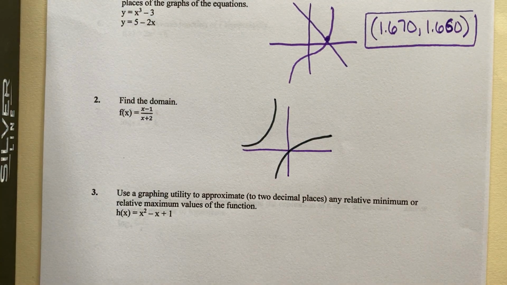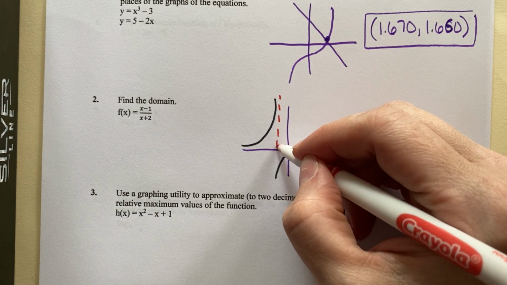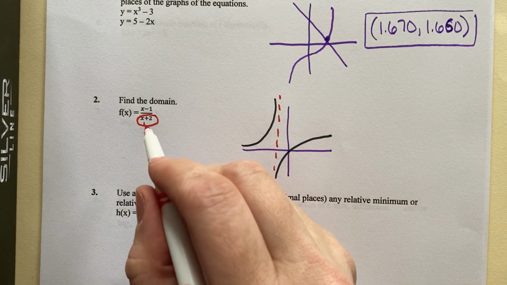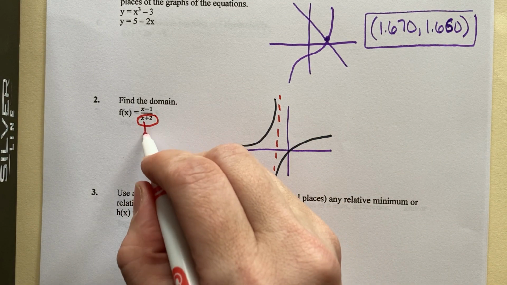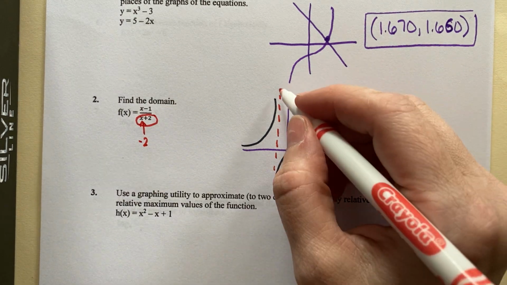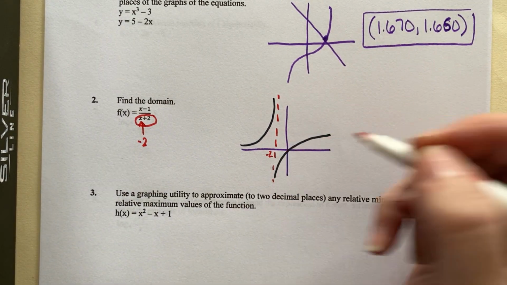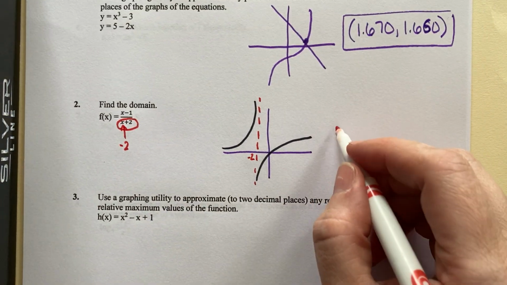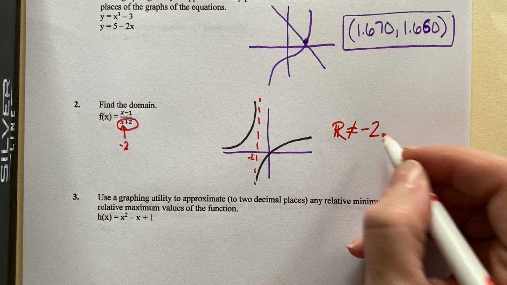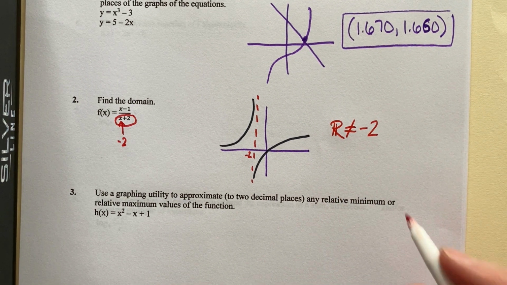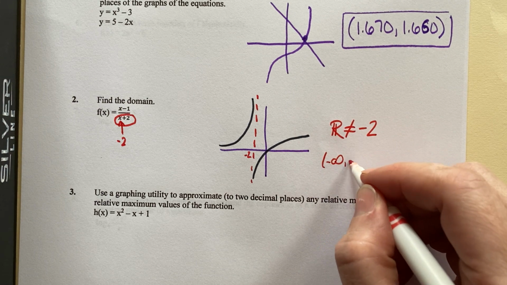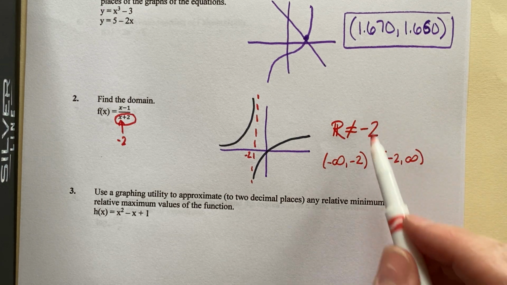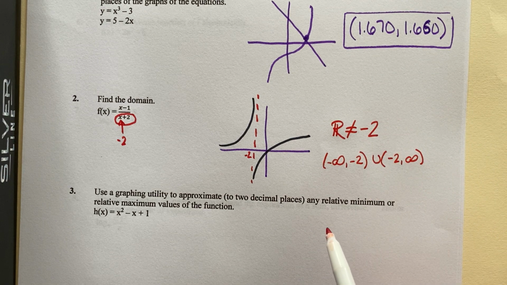So what it looks like is I have an asymptote. Now remember, when you have a fraction, you can't have the denominator equal 0. So what number would make the denominator equal to 0? Well, it would be -2. So we have an asymptote here at -2. So the domain is everywhere except -2. So we could write that as all real numbers not equal to -2. Or we could write it in interval notation. So that means -infinity to -2 and -2 to infinity. So either one of these is the correct way to write this.